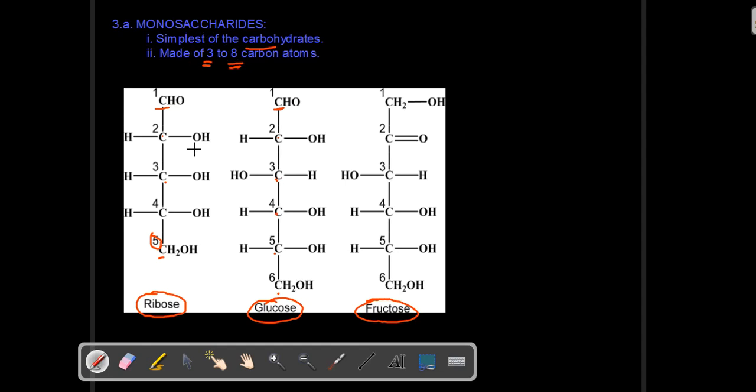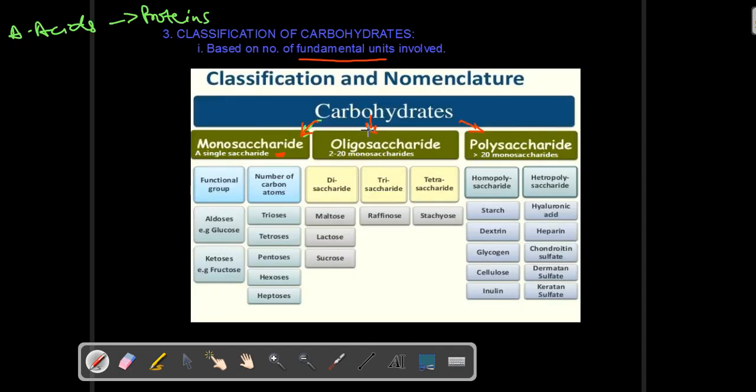monosaccharide. Now these monosaccharides can combine in different ways. A monosaccharide can combine with another monosaccharide. For example, glucose can combine with fructose, or fructose can combine with another fructose. And the combination of these monosaccharides will give rise to another group of carbohydrates called the oligosaccharides. So the first group of carbohydrates is the monosaccharides, which are nothing but the simplest of the carbohydrates, made up of 3 to 8 carbon atoms. And now going on to oligosaccharides.